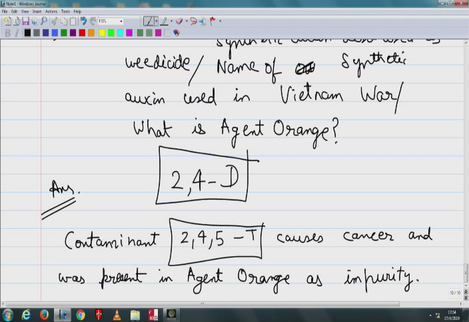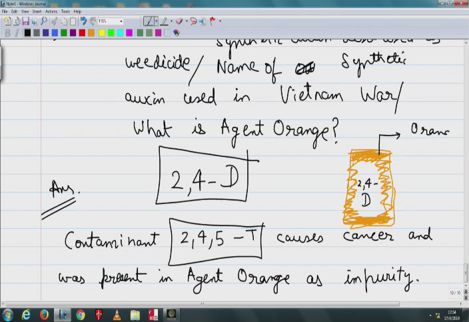What is Agent Orange? No, it's not an orange. I'll tell you. There were large drums, orange colored drums. I'll draw the figure. This is orange in color, right? You can see it. I hope it's not appearing as a different color on your screen. Now what is written on this big drum? It is 2,4,5-D, orange colored drums.